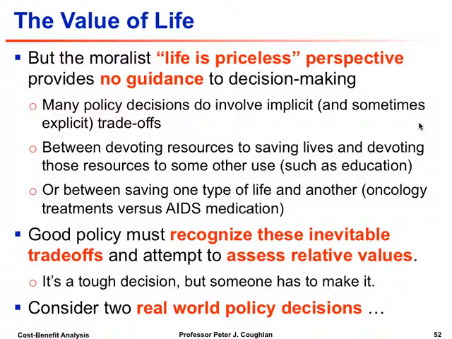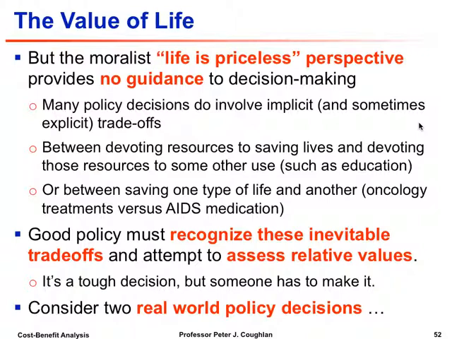Whether it's choices between devoting resources to saving lives, or devoting resources to some other use that's maybe not saving lives, such as education that benefits us in some other way. So the idea is, well, how much is a life worth in terms of sacrificed education spending, right? Or what about different types of lives? What about oncology treatments versus AIDS medication, right? The idea is again, we've got to make these choices.